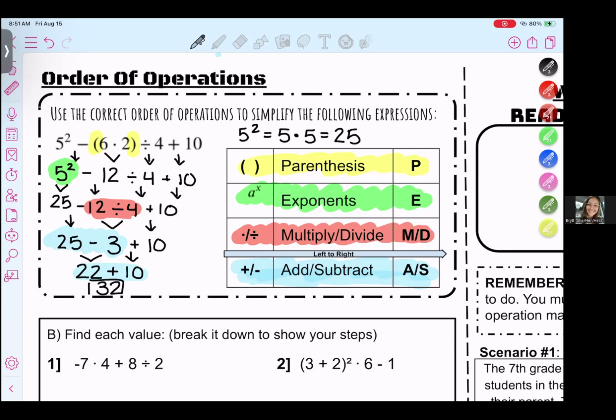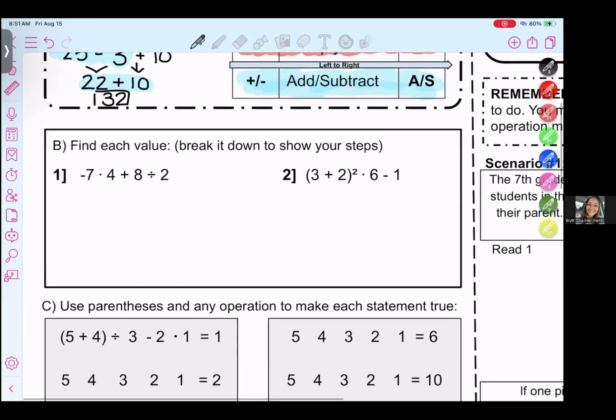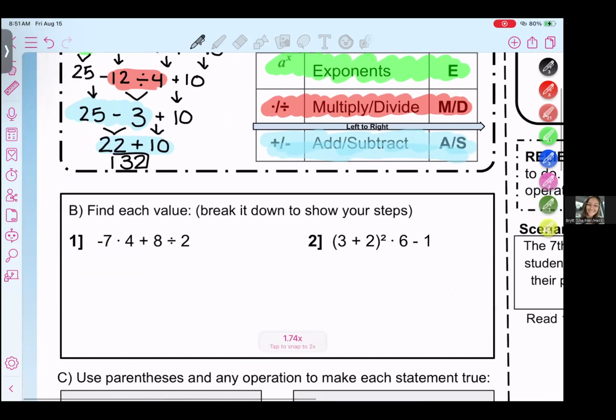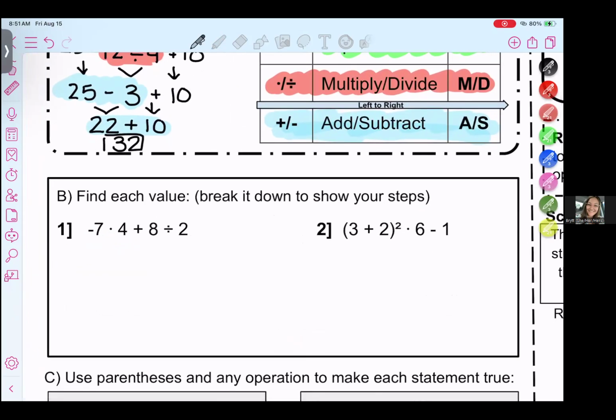So that's going to be how our order of operations works. We're just going to work through PEMDAS exactly like that every single time, and we're going to see what answers we get. So in part B down here, it has a couple equations. I want you guys to try and do those on your own. So you're going to pause right here and try those, and then I'll go over them with you in just a minute.